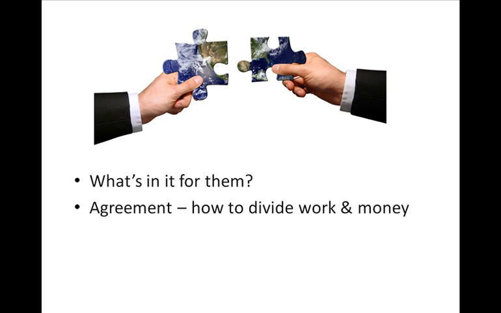Now, the agreement should probably have something about how to divide the work, who's going to do what, and how you're going to divide the money. Also, there should be a timeline on both the money and the work. So don't leave it open-ended. We're all busy, and I've come across this before. Things just get set aside, and before you know it, it's months and months later, and things have not gotten moving.